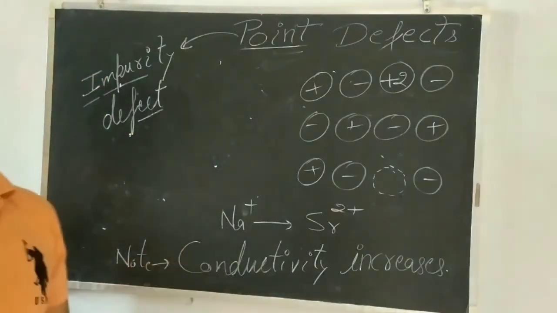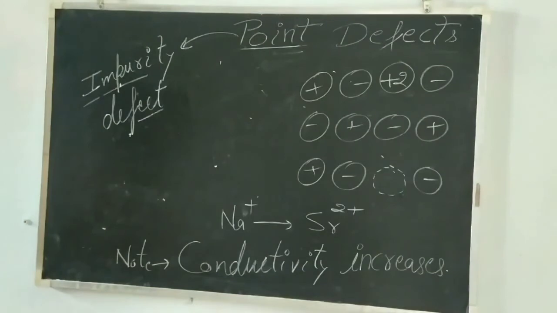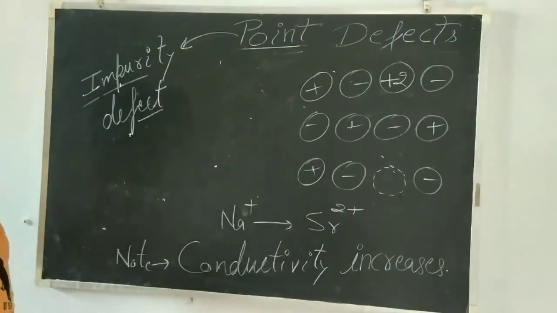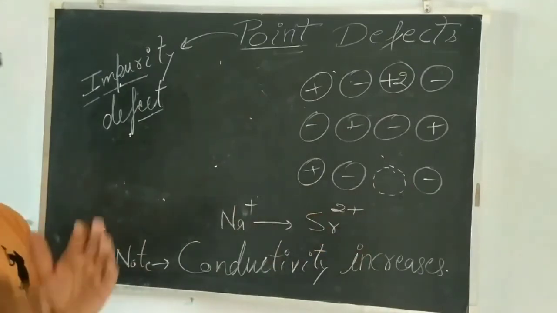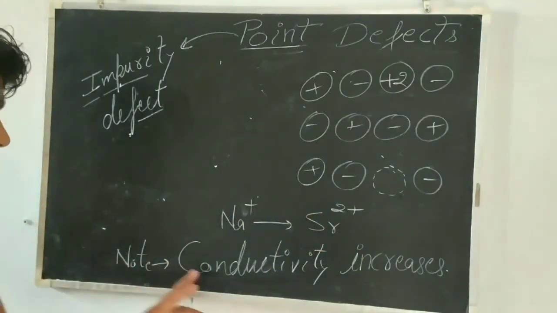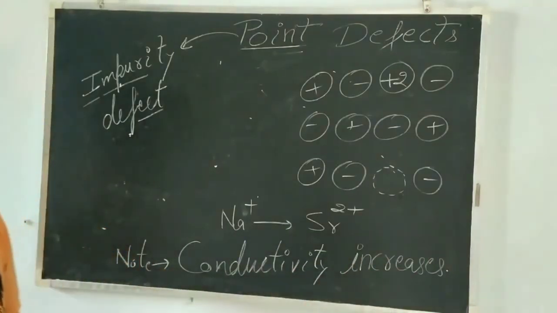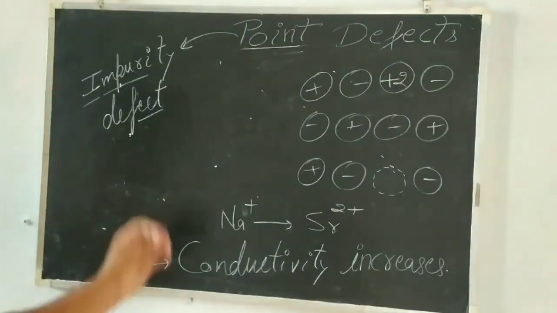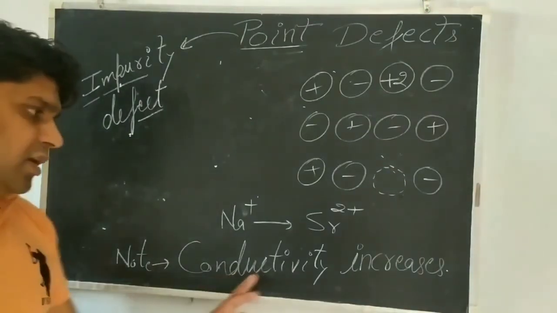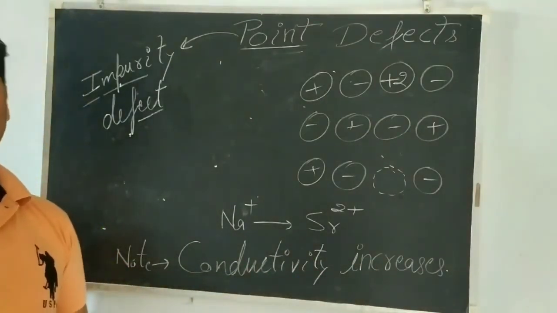Remember, any crystal having extra electrons or extra holes, maybe extra cations, maybe extra electrons, has increased conductivity. If there is a hole or an extra electron in the crystal after the defect, then the conductivity of the crystal always increases.